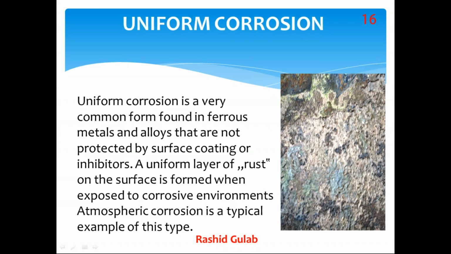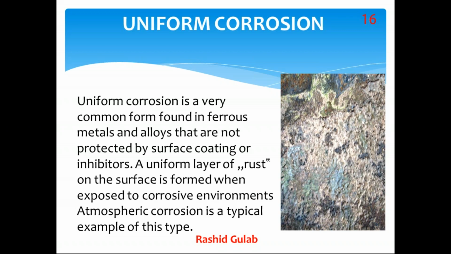Now this is the picture. This is uniform corrosion. You can see here the full surface is covered in a uniform way. Uniform corrosion is a very common form found in ferrous metals and alloys that are not protected by surface coating or inhibitors. Means if we do not coat any steel surface, you can find uniform corrosion on that surface because it will be fully covered by first rust, and then this rust will accelerate the process of corrosion. A uniform layer of rust on the surface is formed when exposed to corrosive environments.